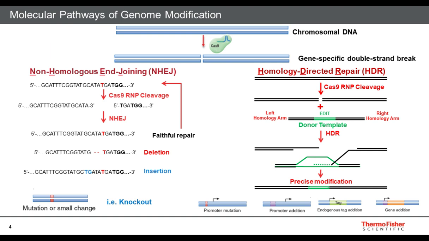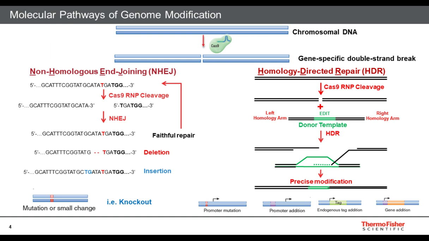And from here, when you add your Cas9 and guide RNA complex, you create a gene-specific double-stranded break. And at this point, there are two pathways that the cell can go through. It's the cellular endogenous machinery that repairs this double-stranded break.